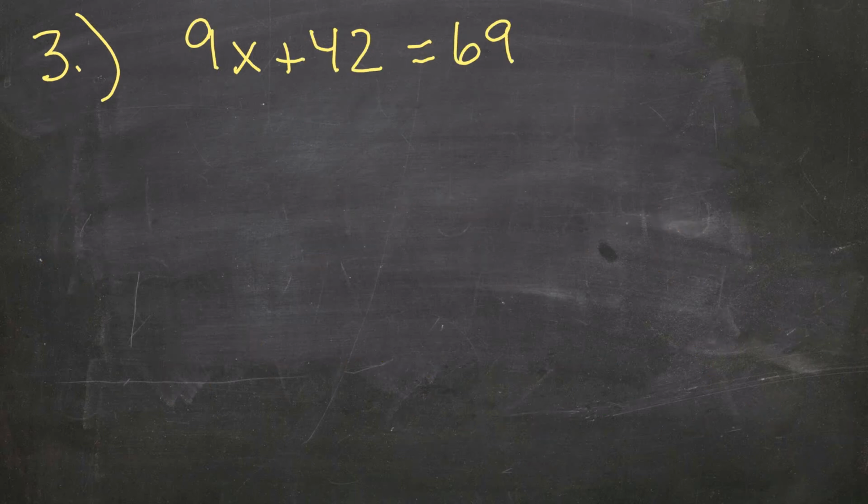All right, number 3. I have 9x plus 42 equals 69. Same exact concept as before. I'm going to write PEMDAS.